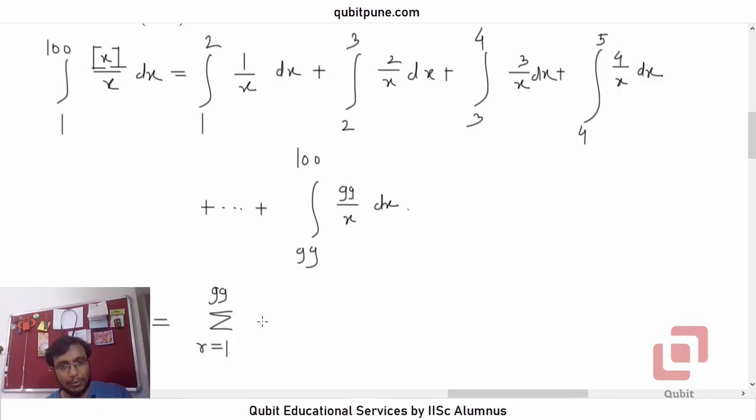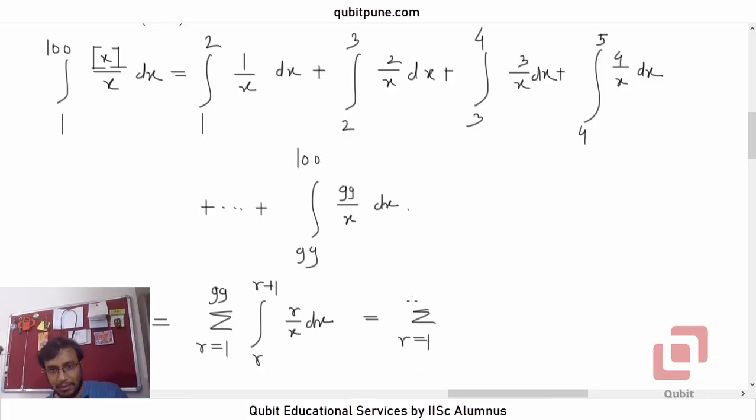Okay, let's use the summation notation now to get this. Summation as r goes from 1 to 99, integral of r to r plus 1, r by x dx. Let's check it again. When r is 1, it is 1 to 2, 1 upon x. When r is 2, it is 2 to 3, 2 by x. When r is 3, it is 3 to 4, 3 by x. And when r is 99, the last one, it is 99 to 100, 99 by x dx. Okay, can we integrate this? Yes, of course we can.